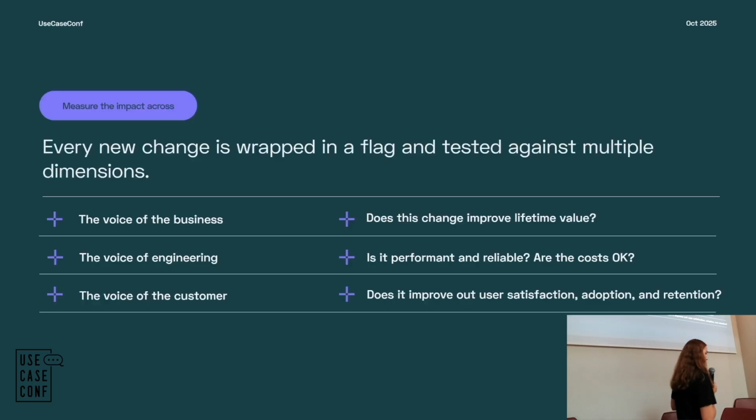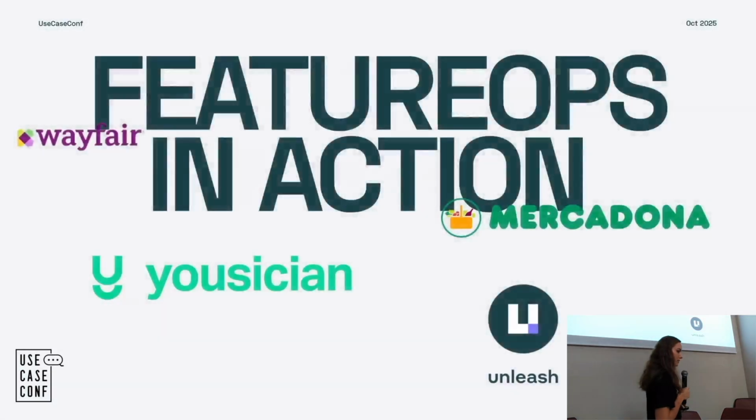And at Musician, every new change that they do, whether it's a tweak to the UI or a backend recommendation logic, they wrap that in a feature flag, and they measure against multiple dimensions. And it's really helped them go from chasing these short-term wins to sustainable growth.